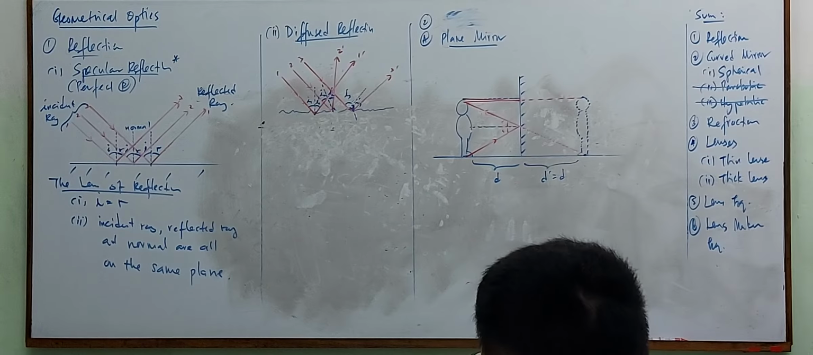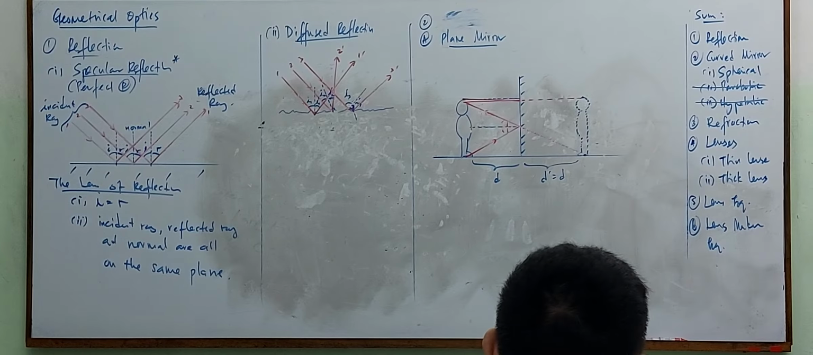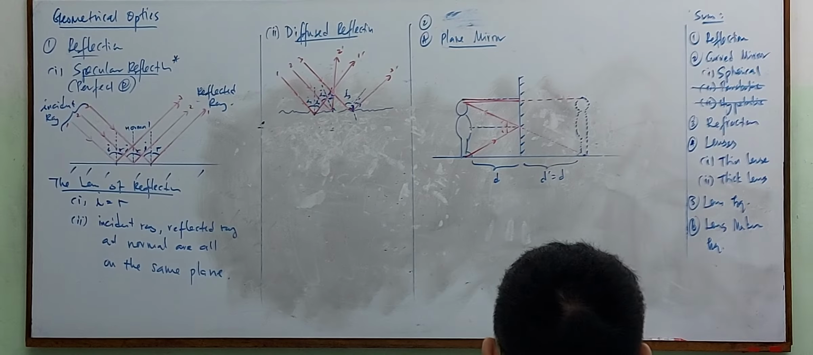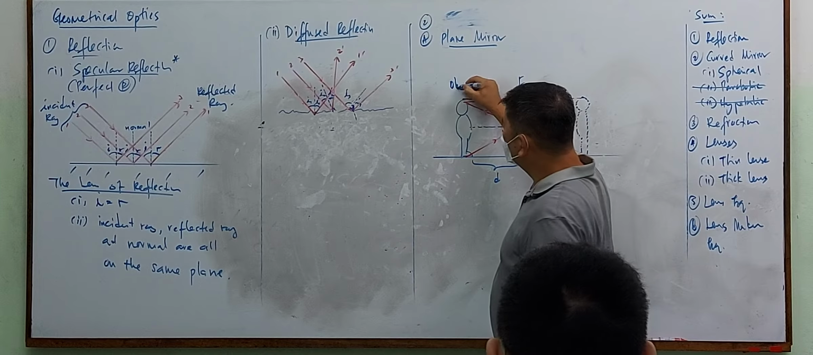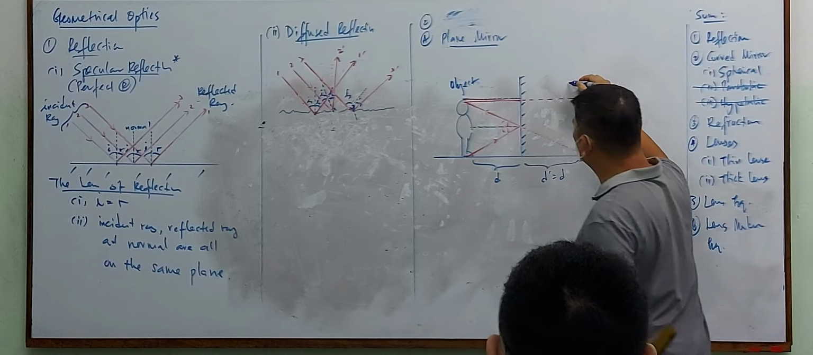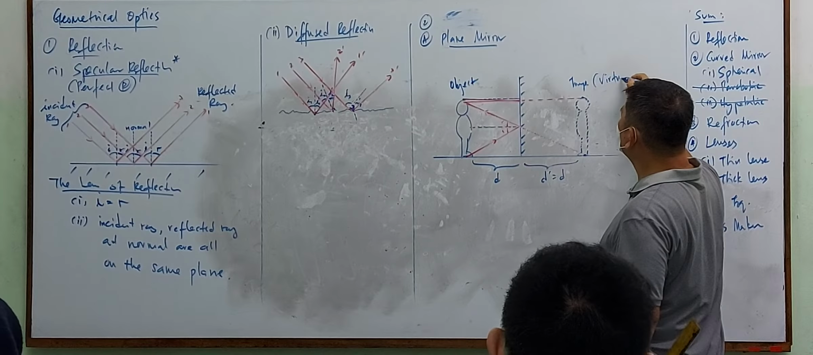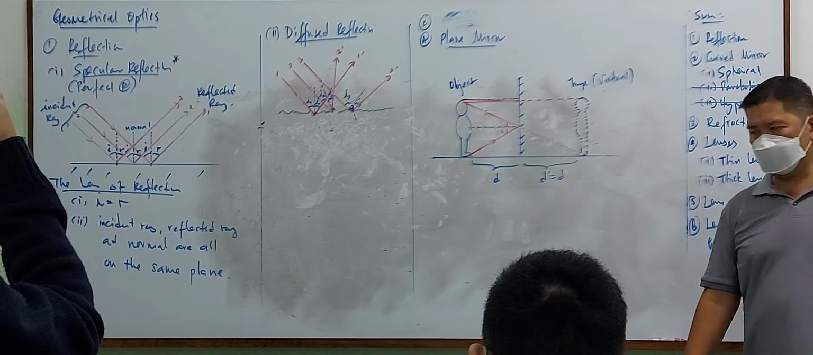Okay, so this is an object, and this is the image, and this is called the virtual image. It's only formed in our brain. Okay?